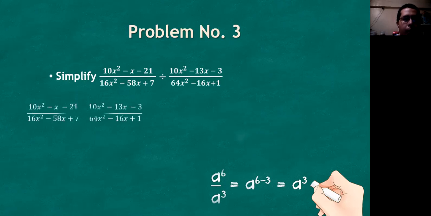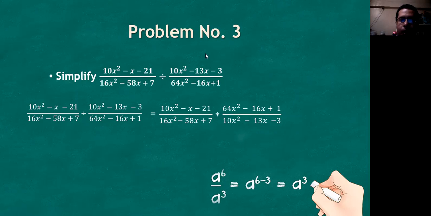So I'm going to rewrite the given here. Since rational expressions are also fractions, we will interchange the divisor. We're going to interchange the numerator and the denominator. And from there on, your operation of division will also change from division to multiplication.